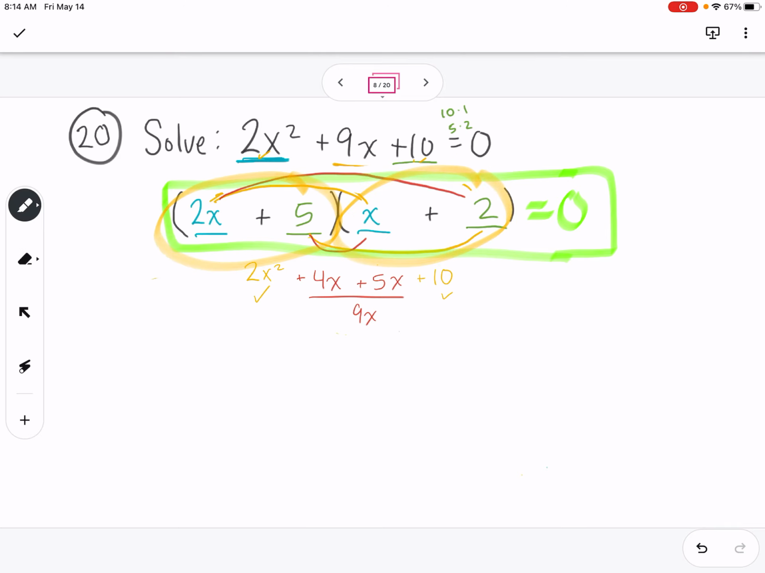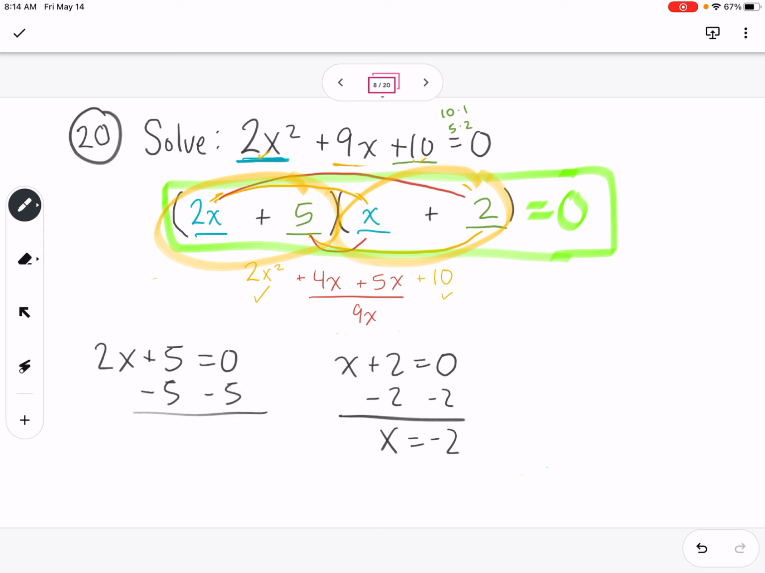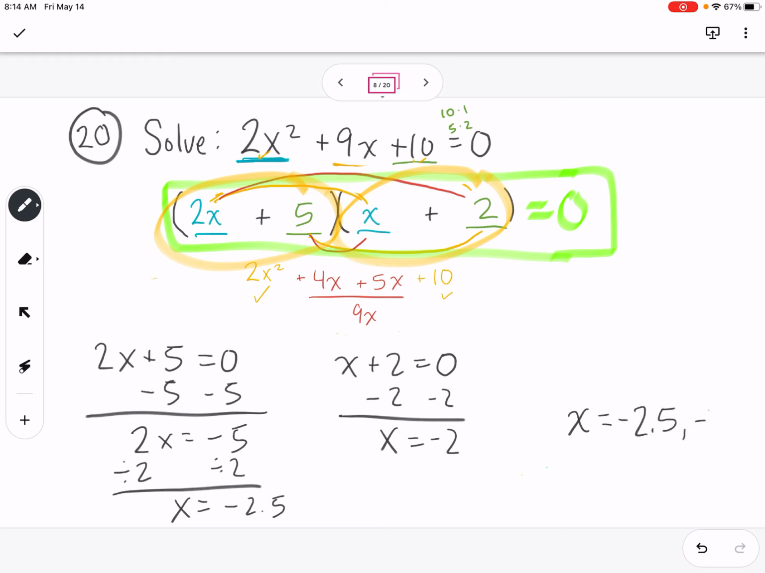So what does that tell me? Well, that tells me that either 2x plus 5 must equal 0, or x plus 2 must equal 0. So now I can solve these. I get x equals -2. Or notice here, this is a 2x equals -5. I still need to divide by 2 to get x by itself. And -5 divided by 2 is -2.5. So what I would put in Edgelastic here is x equals -2.5, which is smaller, and then -2.